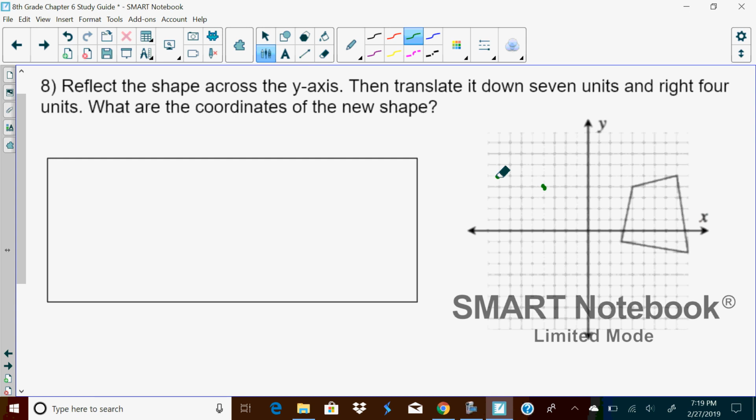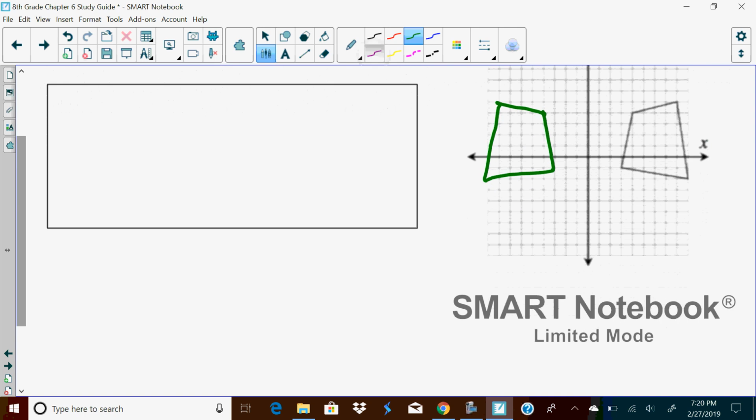One, two, three. So I like to just count, unless you could easily tell, like that last point, exactly where it's going to be. And then I'm going to translate it down 7 and right 4. Change colors. So 1, 2, 3, 4, 5, 6, 7.